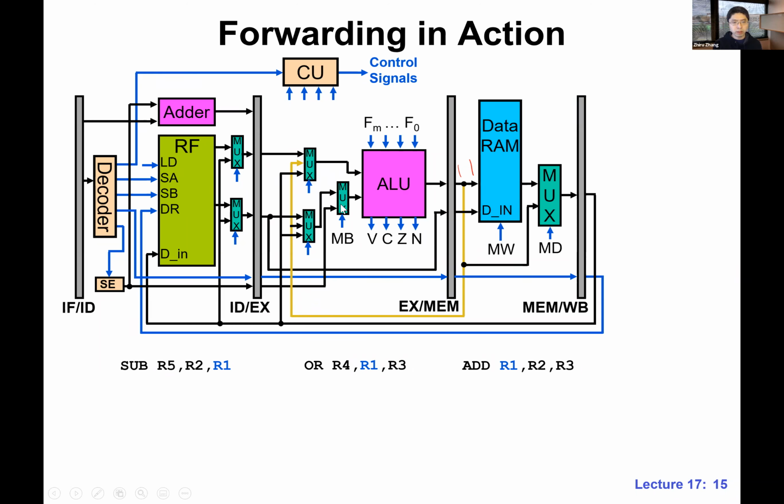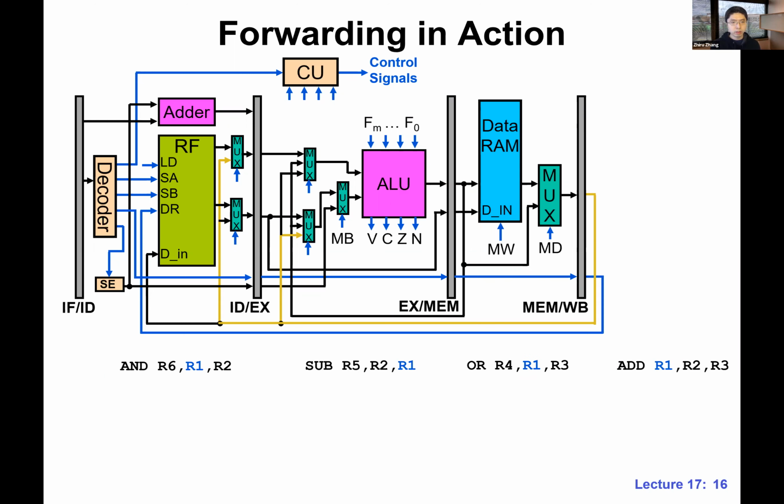Because we want to forward R1 produced by add. But add has moved on, right? Add has moved on to the next stage. So that's why we don't want to use this yellow pass anymore. Instead, we want to be using this pass for sub over here. Okay, now that add is in the write-back stage, we want to use this pass, right? Okay, and we hit this mux.